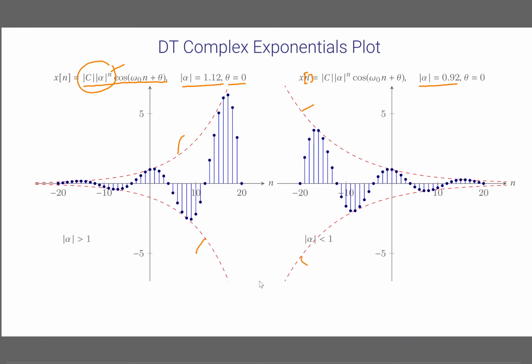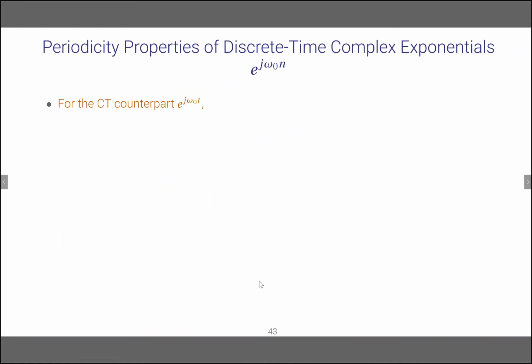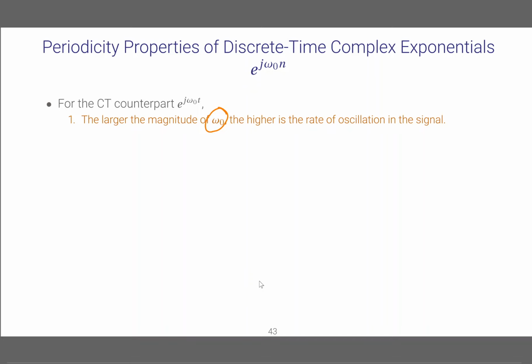Okay, now we are done with plotting discrete time complex exponential signals as well. Now we will briefly study the periodicity properties of discrete time complex exponentials e to the power of j omega naught n. For the CT counterpart e to the power of j omega naught t, the larger the magnitude of omega naught, the higher is the rate of oscillation in the signal. So you can think like e to the power of j1t versus e to the power of j100t. You can see this one oscillates faster and faster.